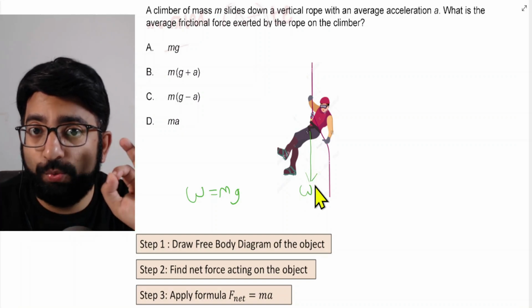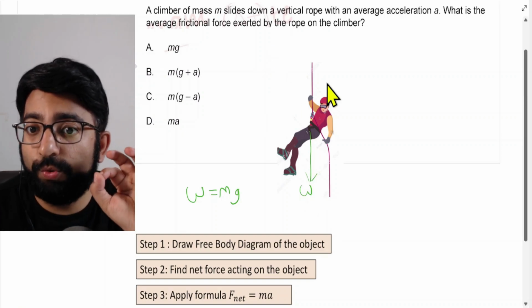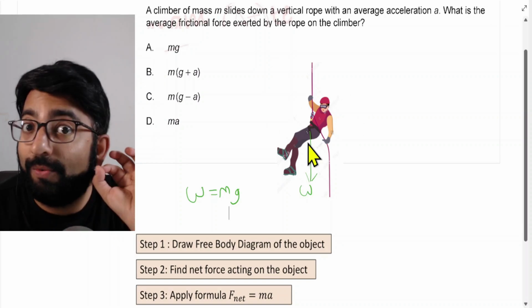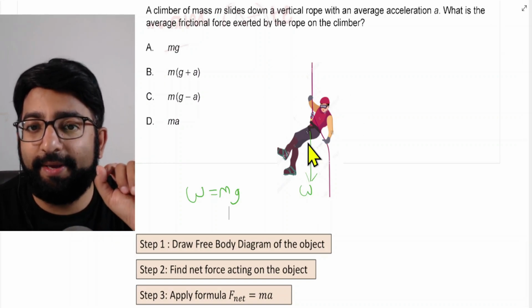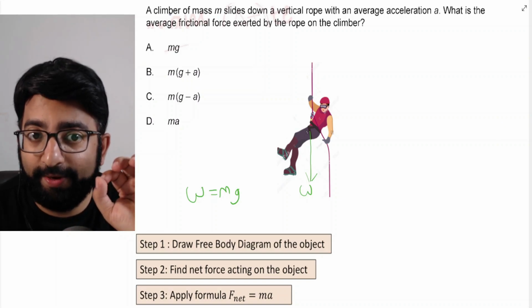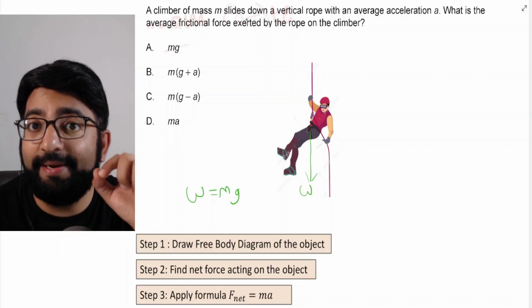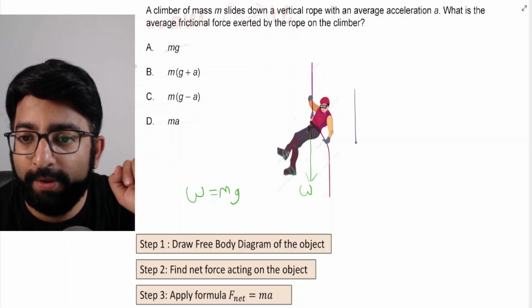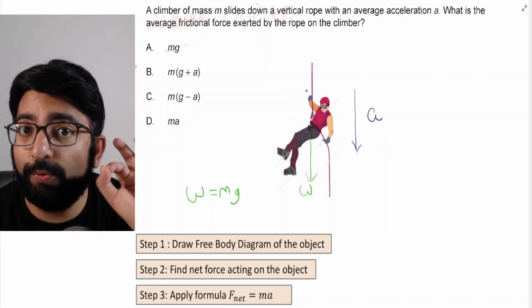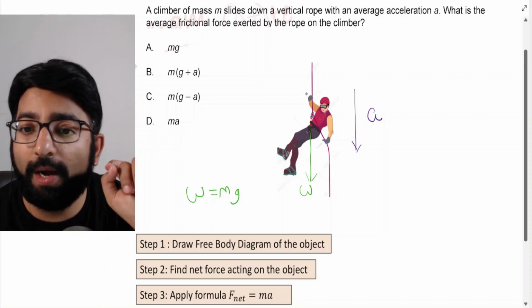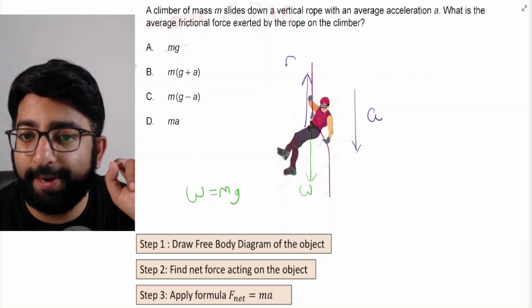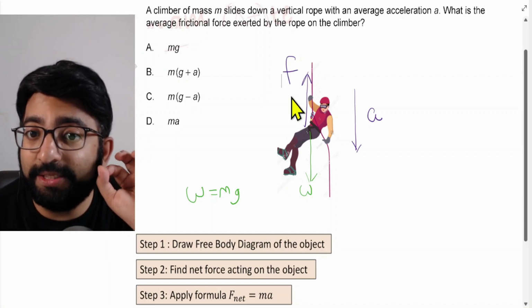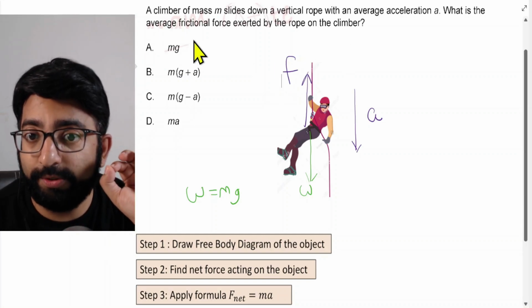Now, apart from this weight, there will be a frictional force which is acting on this person. The direction of friction will be opposite to the movement in this case. If you read the question carefully, it is saying that the climber is sliding down. Let me draw an arrow. So the climber is sliding down with an acceleration a, which means the friction direction will be upwards. Let's draw an arrow going upwards. That will be the direction of friction, and it is this friction which the question wants us to find.